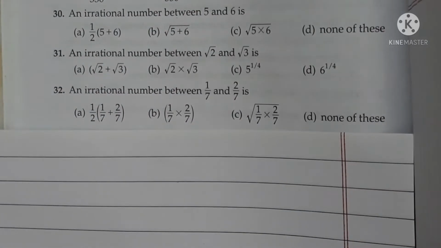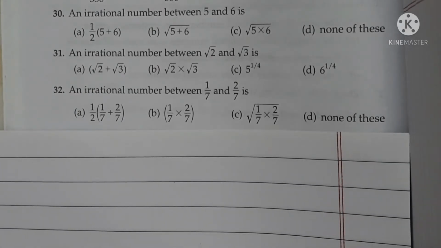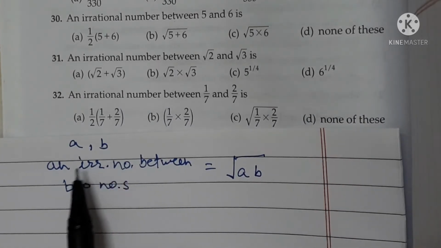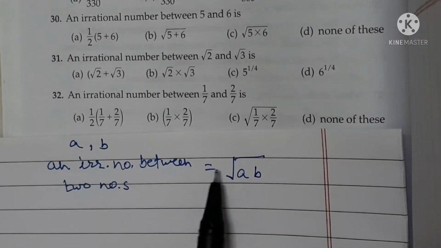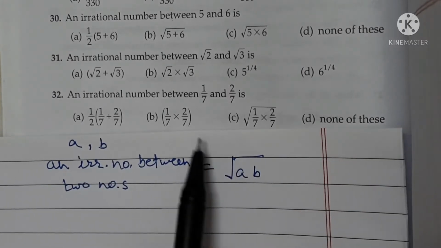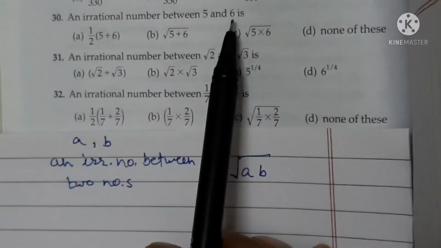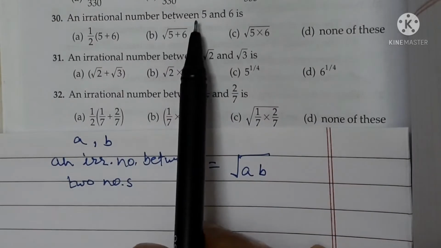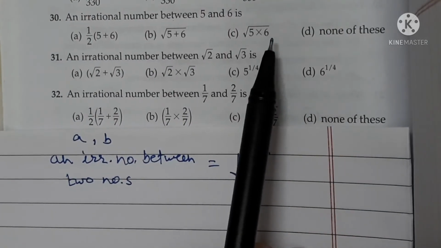So here we use a formula for an irrational number between 2 numbers. If a and b are 2 numbers, then an irrational number between the 2 numbers is equal to under root ab. So see question number 30. Here 5 and 6 are the 2 numbers, so the irrational number is equal to under root 5 into 6. Option C is correct.